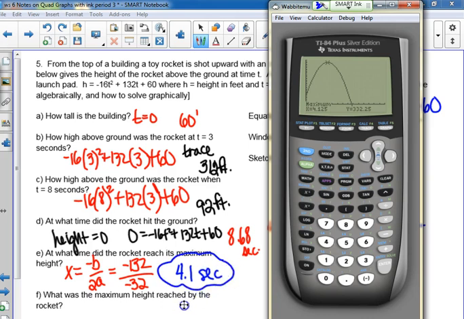All right, and the maximum height it reached at that point was 332.25. And again, we would have found that by putting in 3.125 into the equation, if we wanted to do it algebraically.